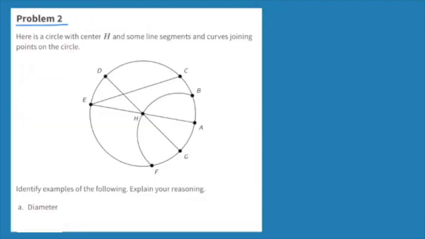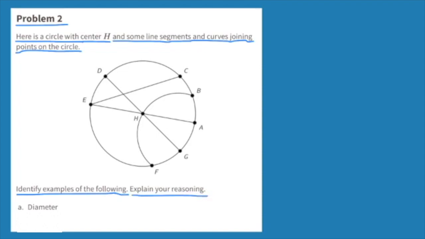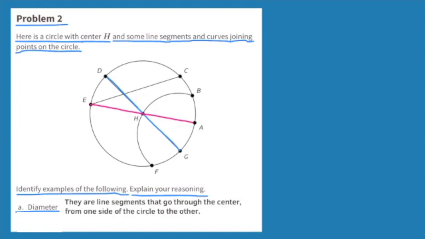Problem number two. Here is a circle with center H and some line segments and curves joining points of the circle. Identify examples of the following. Explain your reasoning. A. Diameter. Line segments DG and AE are line segments that represent the diameter. They are line segments that go through the center from one side of the circle to the other.